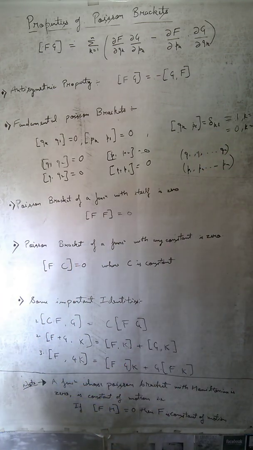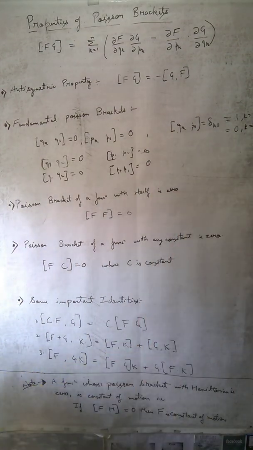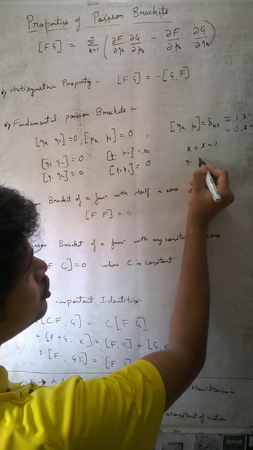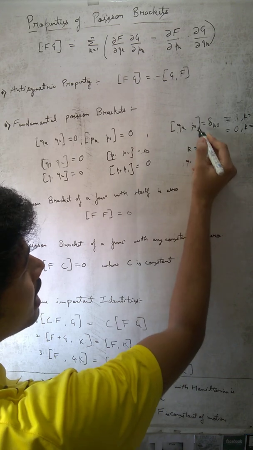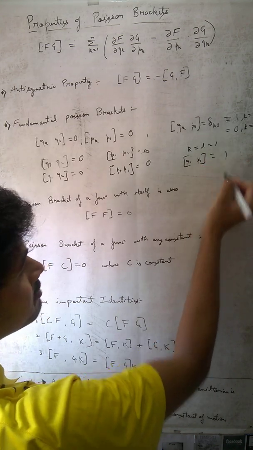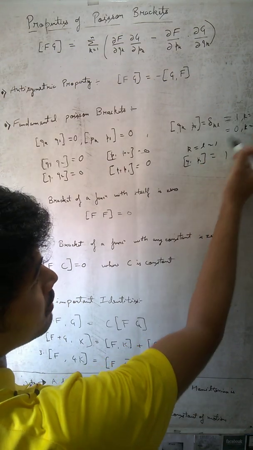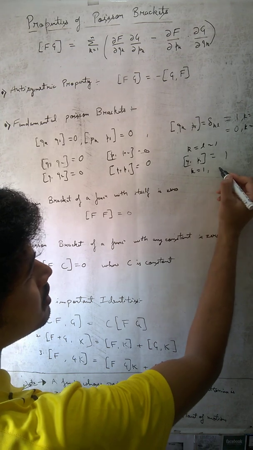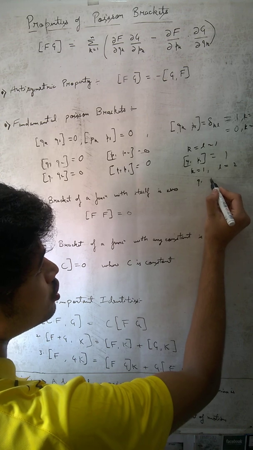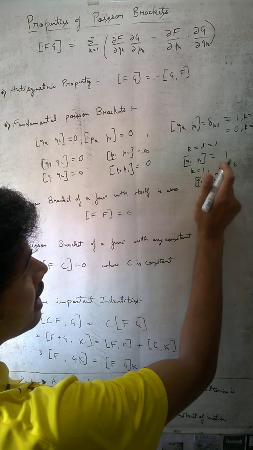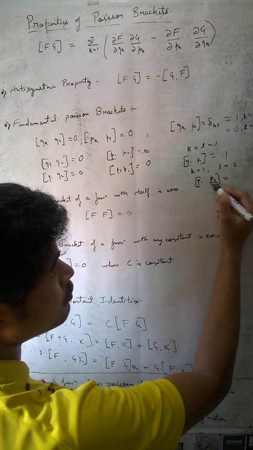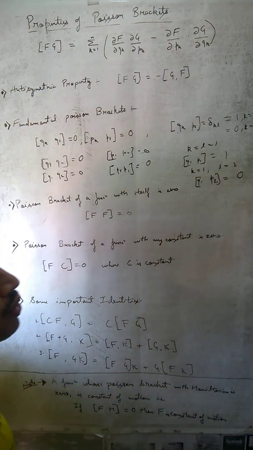Suppose we are taking some examples. Suppose we have k equal to l equal to 1. Then we have k value 1, l value 1, and we can write this expression as q1 p1. This will give us 1, because k is equal to l is equal to 1. Suppose we have k equal to 1 and l equal to 2. Then we can write this expression as q1 p2, and we get the Poisson's bracket of q1 and p2 equal to 0.